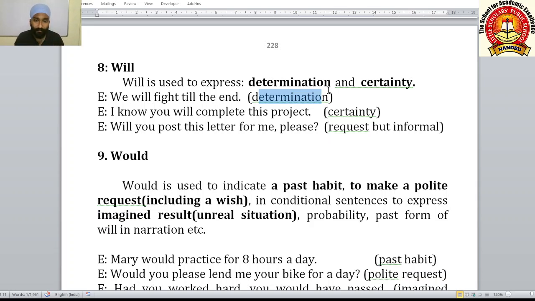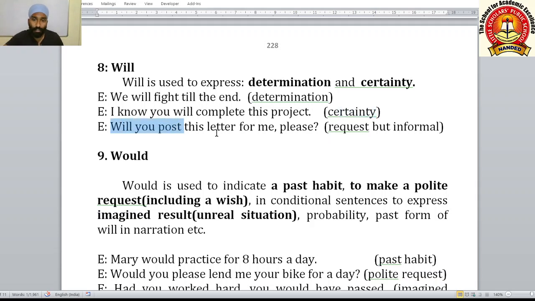What is the meaning of determination? You take a firm decision, you have a fixed goal, that means determination. So here we have a fixed goal and that we will do in any condition. We will not distract from our goal. Thereafter, second function, certainty. I know you will complete this project. So I know this means I am sure you will complete this project. So here surety is there. So certainty means what? Surety, guarantee.